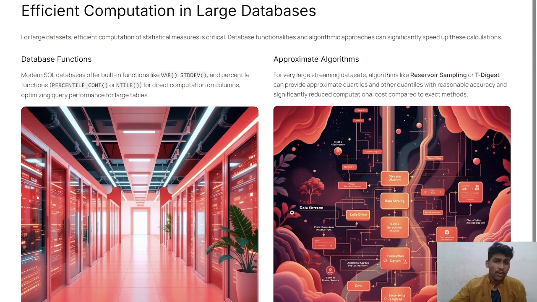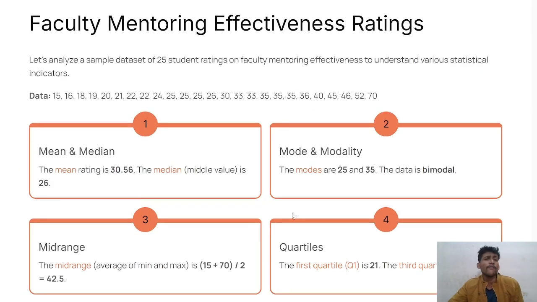Approximate algorithms. For very large streaming data sets, algorithms like reservoir sampling and t-digest can provide approximate quantiles and other quantities with reasonable accuracy and significantly reduce computation costs compared to exact methods. So let's talk about faculty mentoring effectiveness rating.